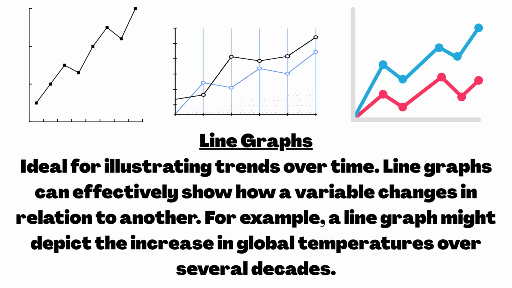Line graphs. Ideal for illustrating trends over time. Line graphs can effectively show how a variable changes in relation to another. For example, a line graph might depict the increase in global temperatures over several decades.